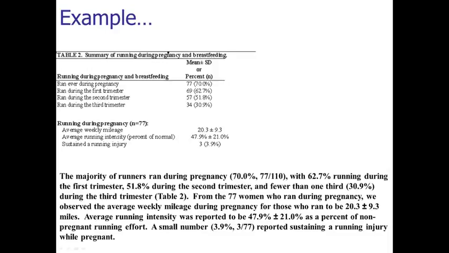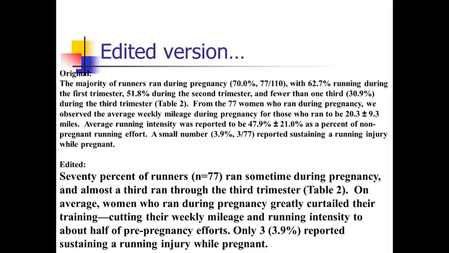And then we get: average running intensity was reported to be 47.9% as a percent of non-pregnant running effort; a small number reported sustaining a running injury while pregnant. So you can see that they've literally read right through the table for the reader. Well, the reader can go and read the table. The reader doesn't need you to do that. The reader needs you to give a higher level interpretation that's more informative and more concise.